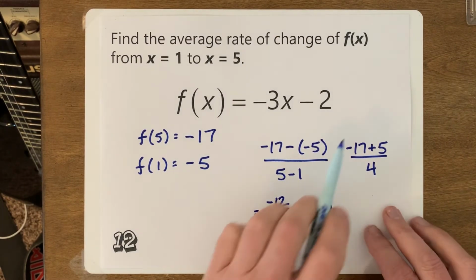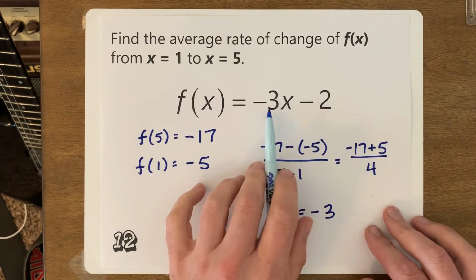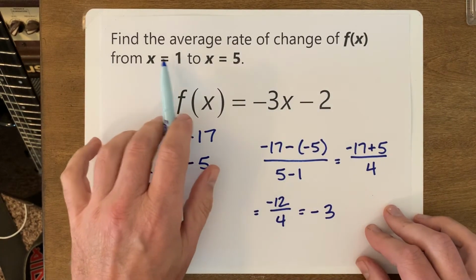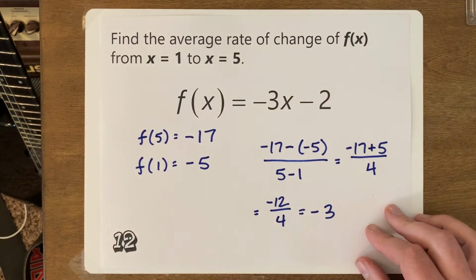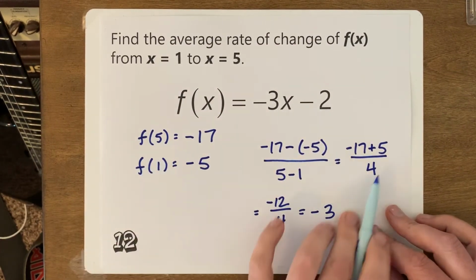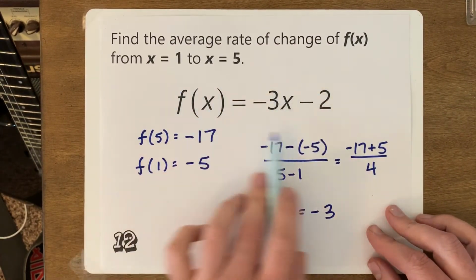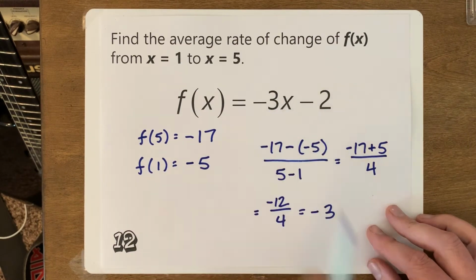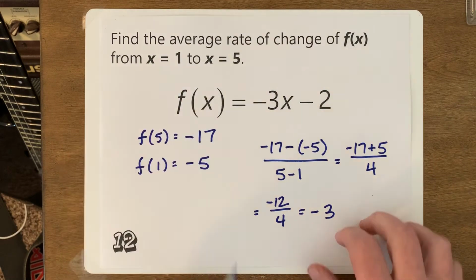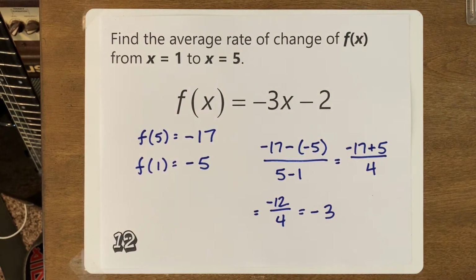And why is that? Because it's linear, and the slope is going to be the average rate of change no matter what two numbers we pick for x, the first one and the second one. So that -3 is going to stay constant through the whole thing because that's the slope. I could have avoided all of this by simply realizing that that was linear, and that slope right there is going to be the average rate of change no matter which two values you pick. You can try two different ones, but it's going to be -3 no matter which two you pick.